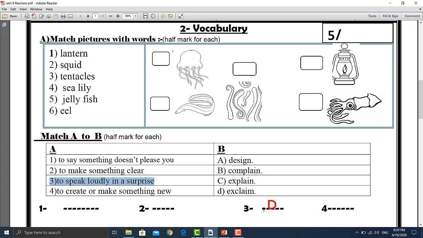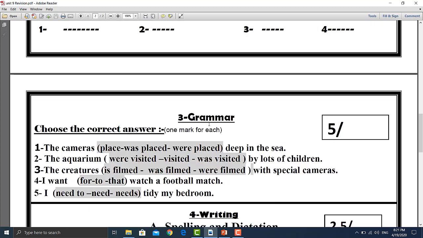Excellent. D, exclaim. To speak loudly in surprise is exclaim. So 3D. The last one, to create or make something new. Excellent. The answer will be A, design. So 4A. Now let's go to the third part of the revision, which is grammar.